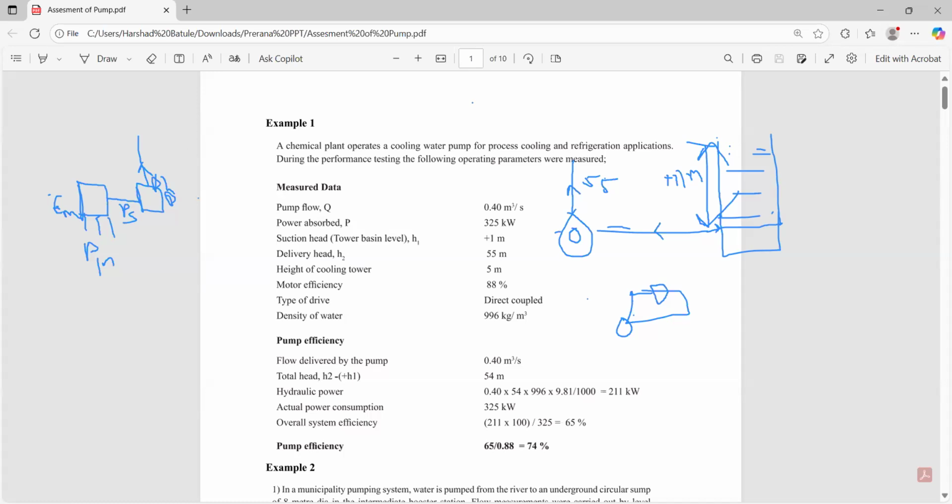If you want to calculate the system efficiency, your motor efficiency is 88% and the efficiency of the pump is 74%. So 88 into 74, that is 0.88 into 74 divided by 100. Your system efficiency is the efficiency of the motor into the efficiency of the pump, which would be 65%. That means from 325, your output power is 211 kilowatt.